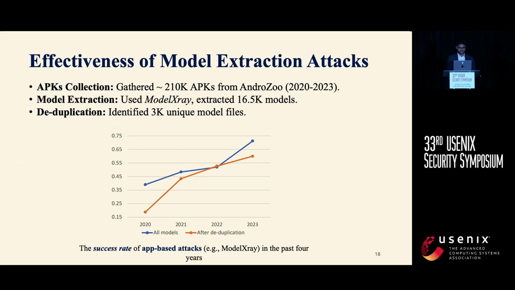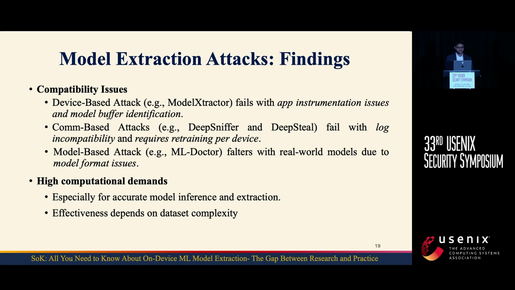For the evaluation, to check the effectiveness of the attacks, we gathered around 16,500 model files from 210K APKs, and after hashing and deduplication, we had 3,000 unique model files. Our findings for the app-based attacks reveal that the success rate of this attack is constantly increasing over the years, which means that still most of the models that are deployed in the APKs are vulnerable to these very simple attacks.